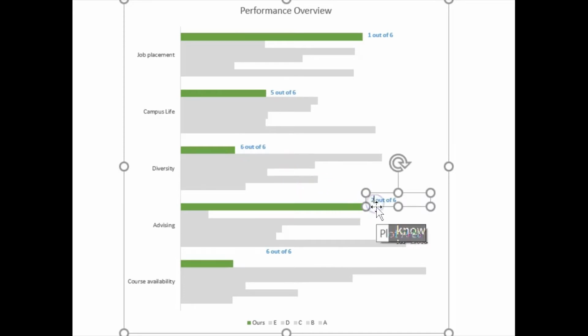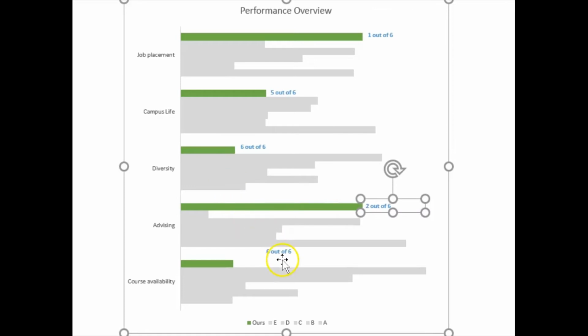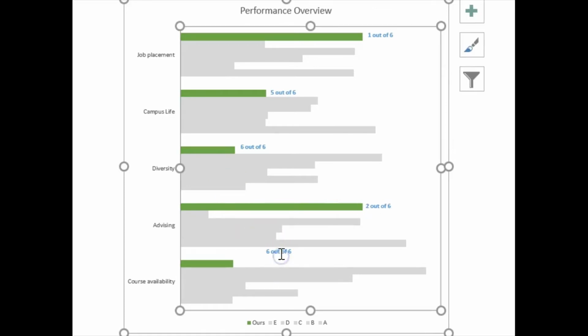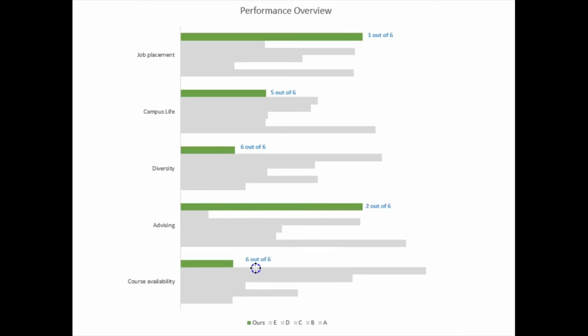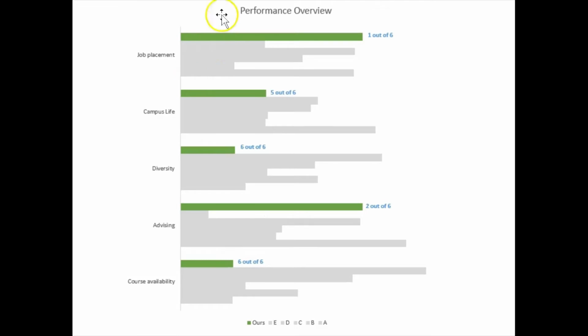Our college is in green, and it's always at the top. It's not ordered based on the largest or the smallest or alphabetical order. It's our college, followed by E, D, C, B, A. It doesn't change no matter the category. And so we can very quickly look at how we're doing. But it's still not quite enough.